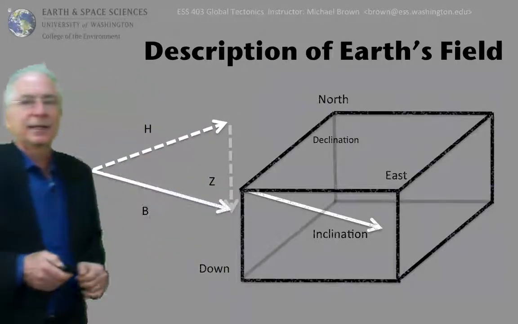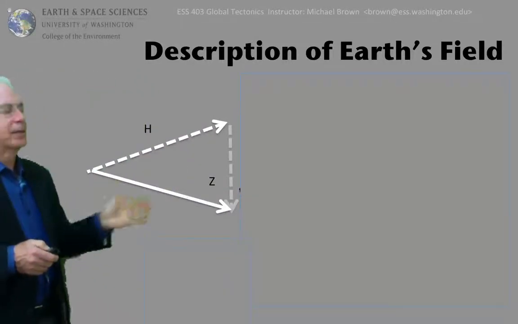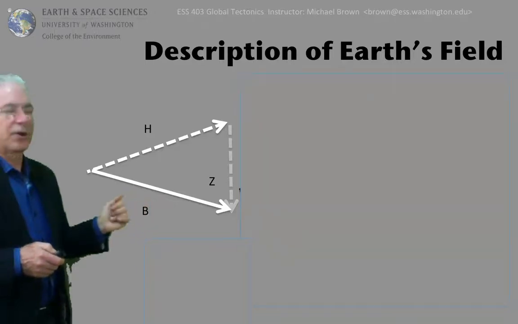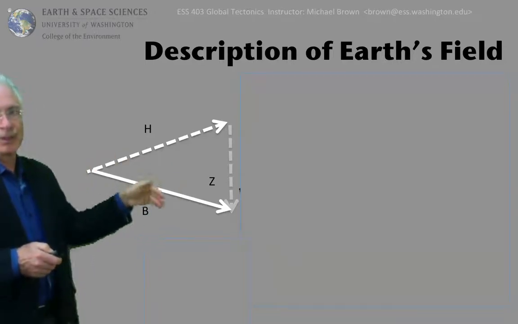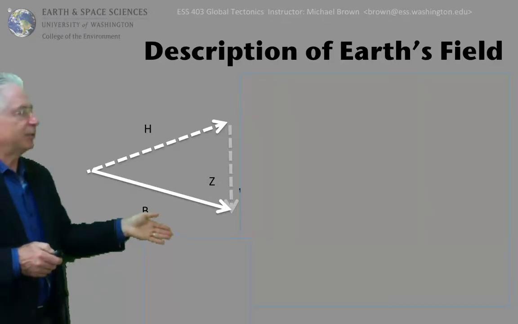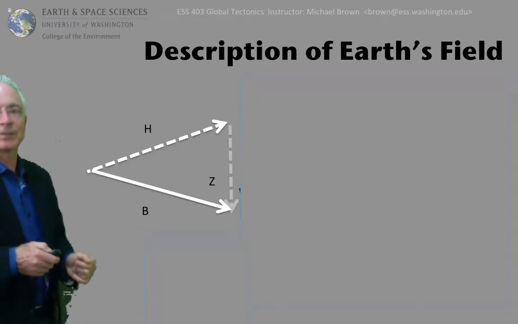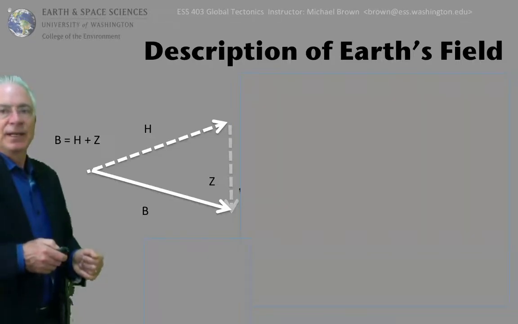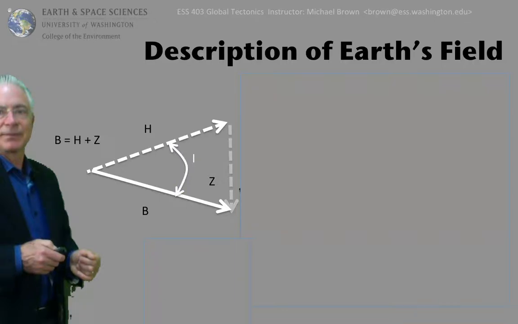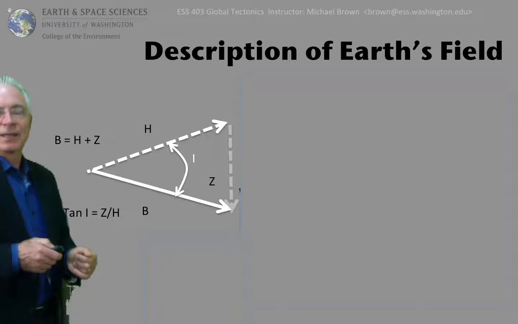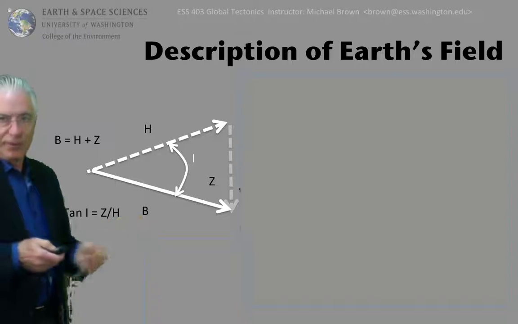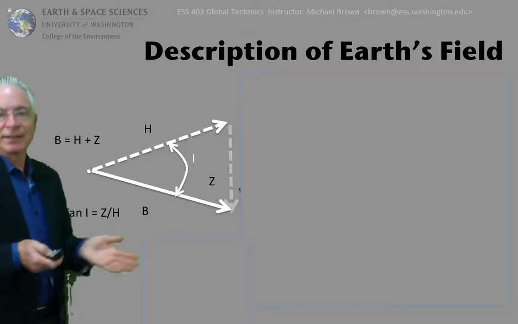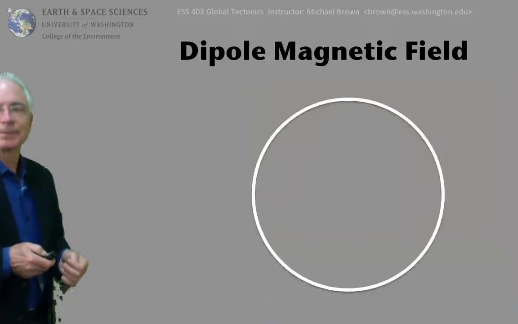Now, let's take away everything and just look at our 3 vectors. We have the horizontal component, a vertical component, and an angle between the horizontal and vertical component. The total field is a vector addition of h plus z, and there's the angle I between h and b. Now that angle I is, by trigonometry, such that the tangent of that angle is equal to z over h.